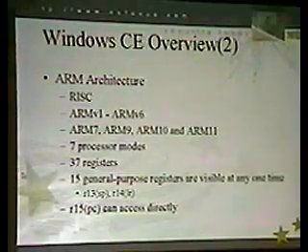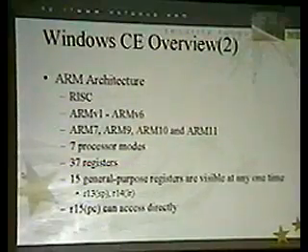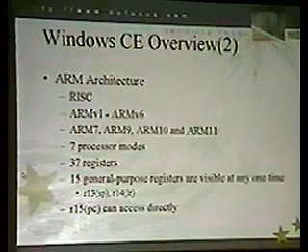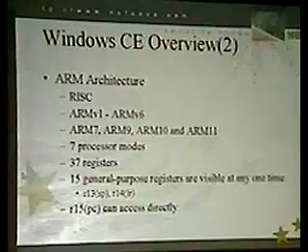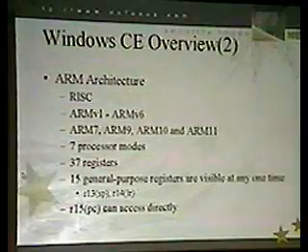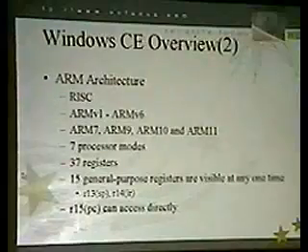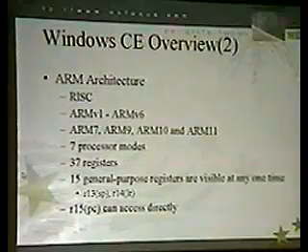There are 6 major versions of ARM architecture. The demonstrated device has a Samsung S3C2410 processor, which has an ARM9 core, and the architecture version is ARMv4T. More and more PDAs are using the Intel XScale processor, whose architecture version is v5TE.